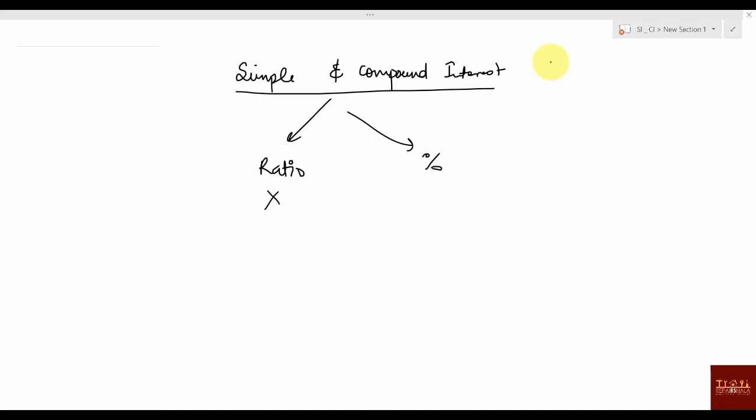For that, I'll tell you something. Suppose first I will talk about SI, and as well as with that I'll be talking about CI. SI means simple interest and CI means compound interest. So some principal part is there, SI part is there, and amount part is there. Then again for CI also, principal is there, CI is there, and amount is there.